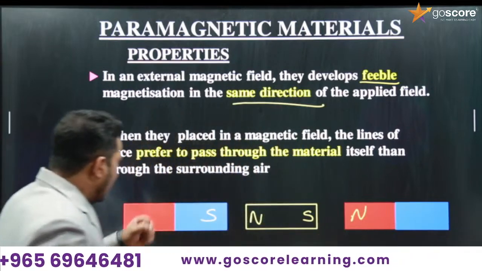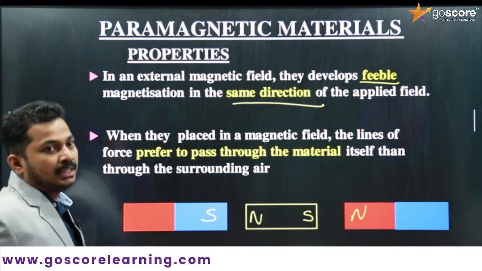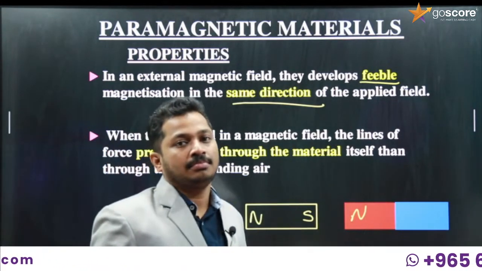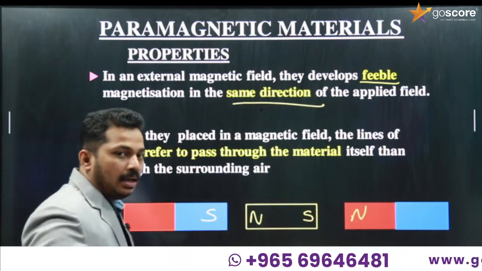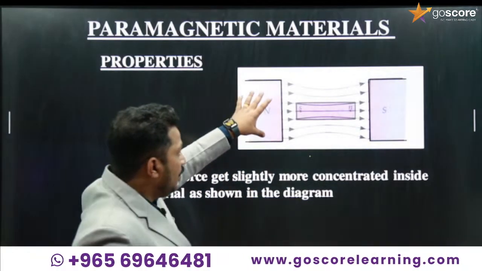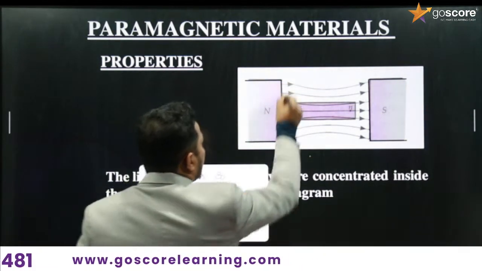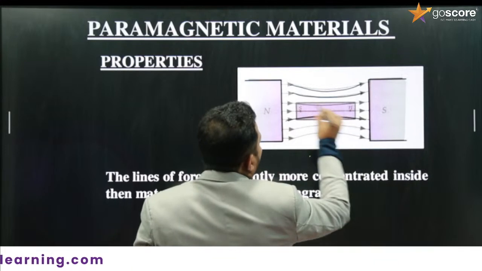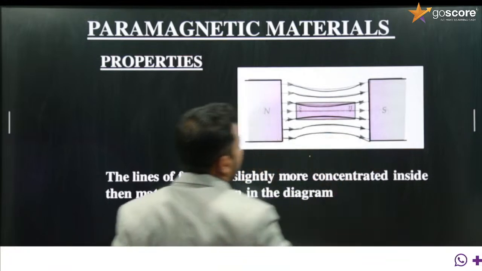And if it is like that, what happened to the external field lines of force? In the previous case, for diamagnetic material, they are repelled, right? So here they should be attracted. The field lines should be attracted. Okay, so let's see the diagram. If you are placing a paramagnetic material in an external field, all the field lines get attracted towards the paramagnetic material.